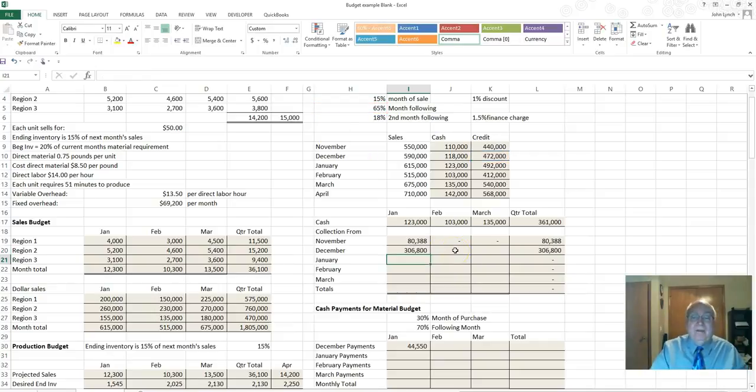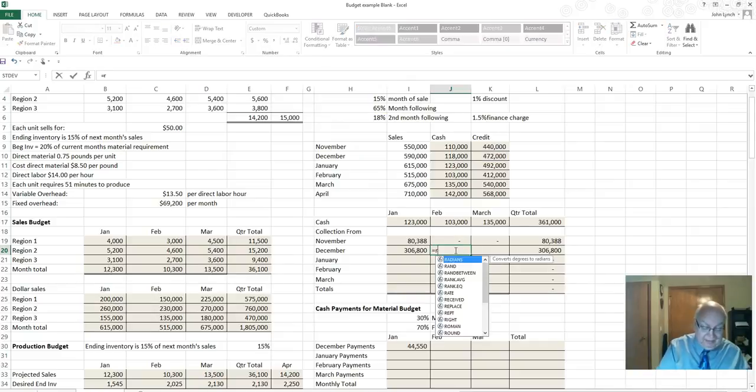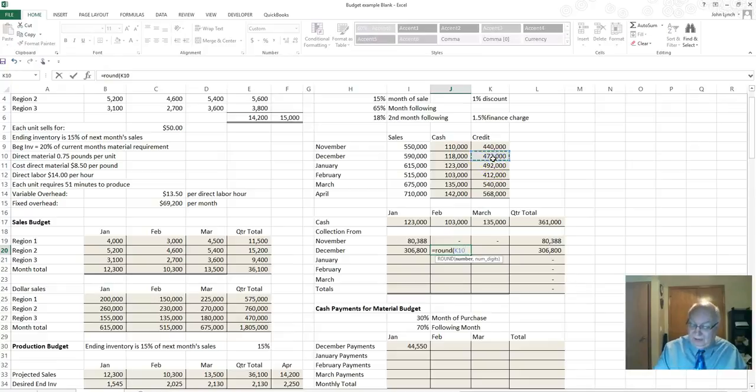Okay. For February, that's the second month following the sale. So that would also be the 472, but this time is times 18% times 1.015. Remember, the 0.015 is the 1.5% added to it. So that's the 86,234, and that's going to be 0.